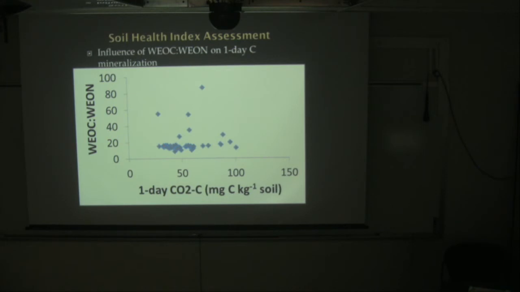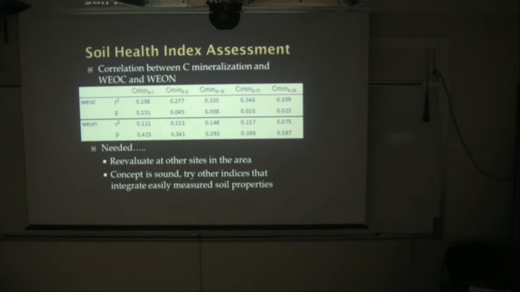In looking at it closer, the individuals who developed the index noted a strong relationship between the water extractable carbon and nitrogen ratio and the 24-hour CO2 mineralization. These are results from the research plots across the sites. And as you can see, there's a handful of sites with higher C to N ratios, but that still had mid-range 24-hour carbon mineralization values. So not necessarily a high degree of sensitivity is evident here.